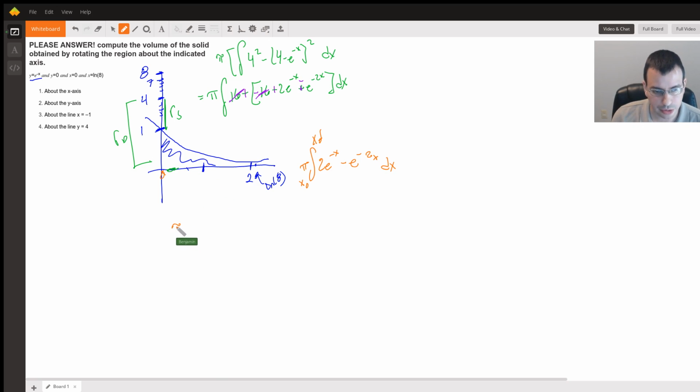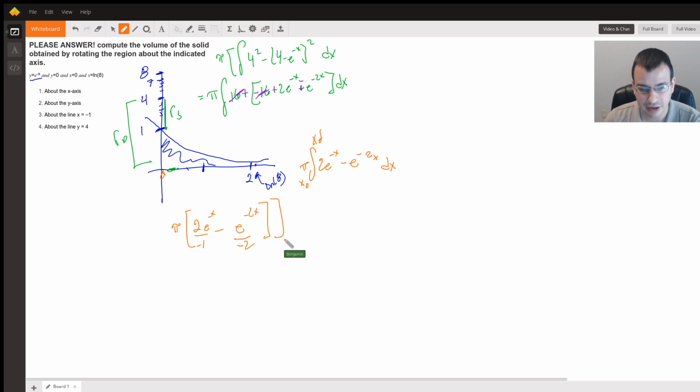So now we'll do pi. The integral of 2e to the negative x will be 2e to the negative x all over negative 1, minus e to the negative 2x all over negative 2. The integral of e to the negative 2x is e to the negative 2x divided by negative 2, and if you want to figure out how to do that, that's through substitution.